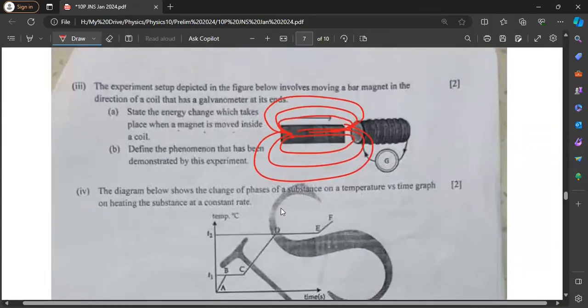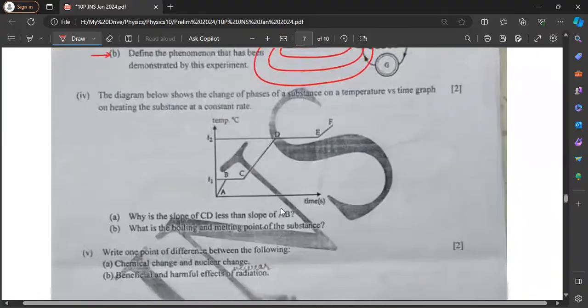But there are two parts to it. First part you should have got: mechanical energy to electrical energy. Yes, I got the second one.